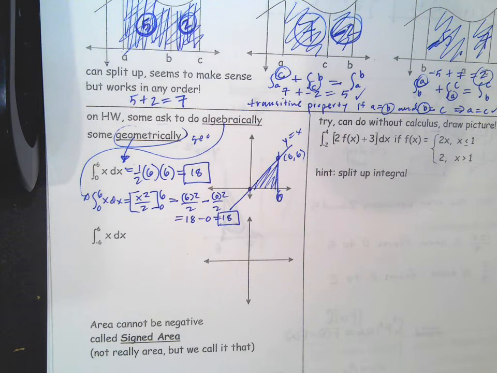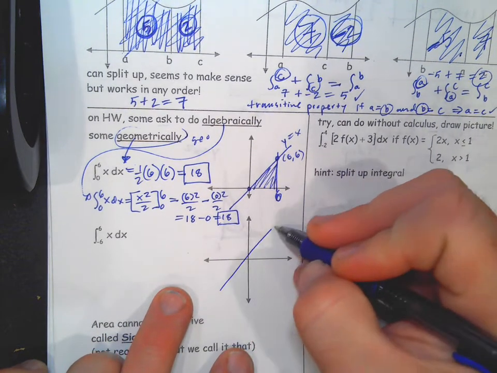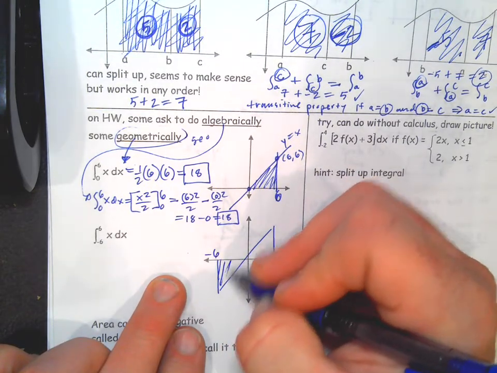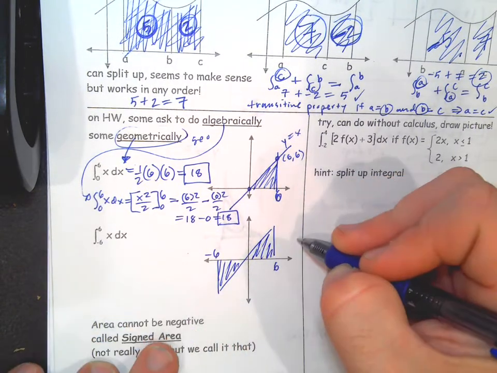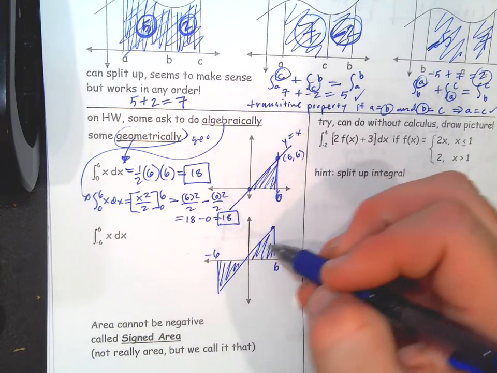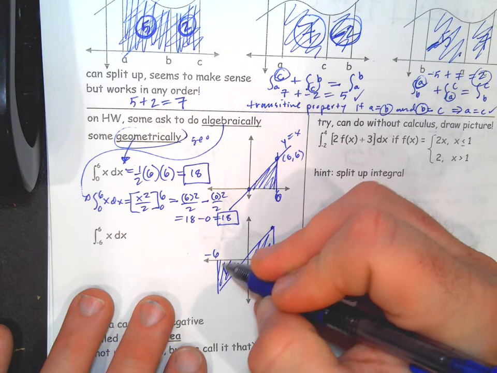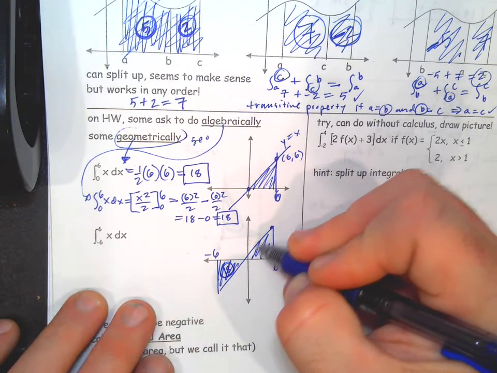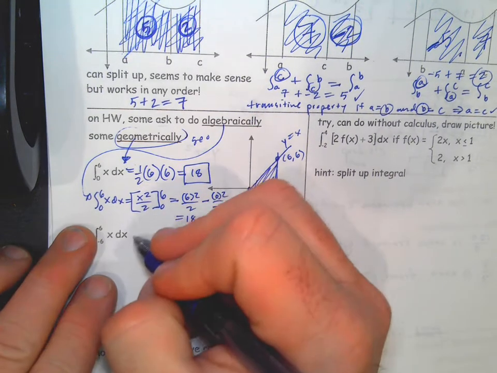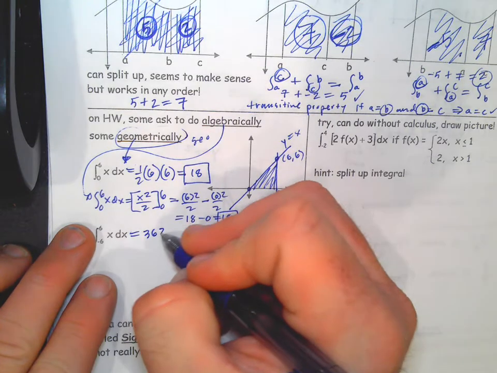Even before we graph it, if we look at this, it's going to be -6 to 6. Right? So is that just going to be 18 and 18? Because the area of this is 18, and the area of this is 18. So is that just going to be 36? Wow. 36. Anyone else have a different idea?